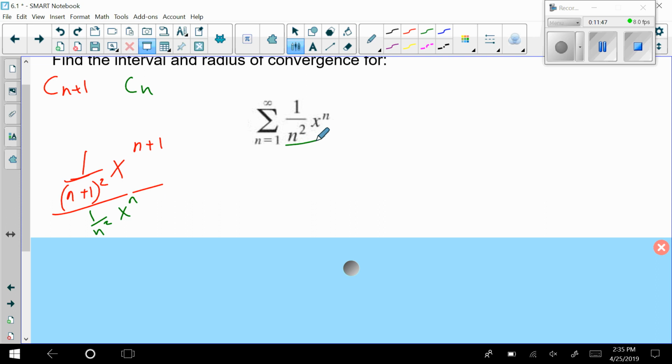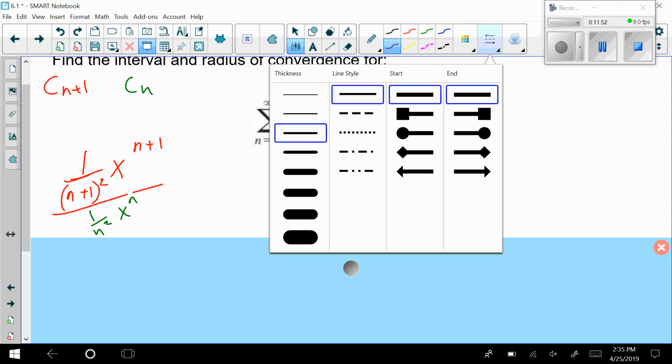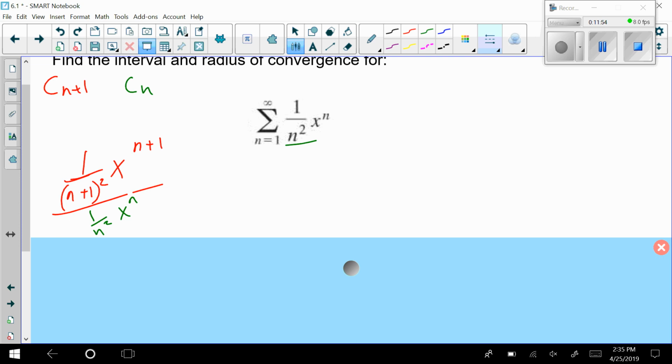Now, it'd be nice if we could simplify this a little bit and manipulate some powers. Well, it's 1 over (n plus 1) squared times x to the n plus 1, times, if I bring this up top, n squared over 1, and then x to the negative n. Of course, you could drop it to the bottom if that helps you out. But simplifying it, I don't think will be too bad here.